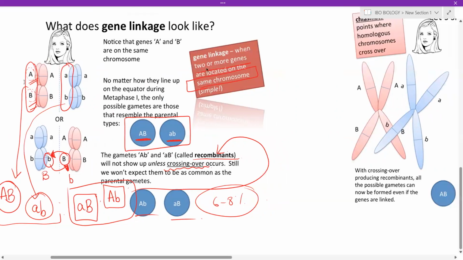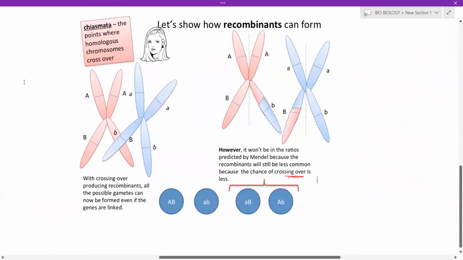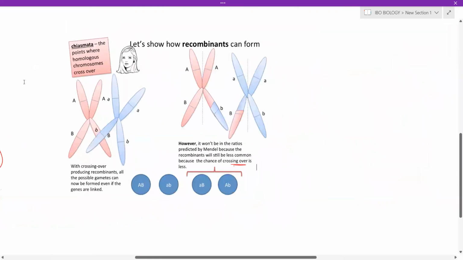Unless crossing over takes place, which is very, very less common compared to independent assortment. Crossing over will only give a few genotypes of that combination, and these crossed over combinations are called recombinants. That's it.